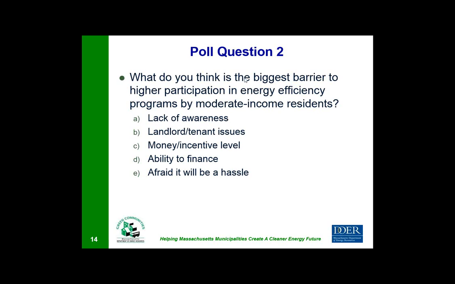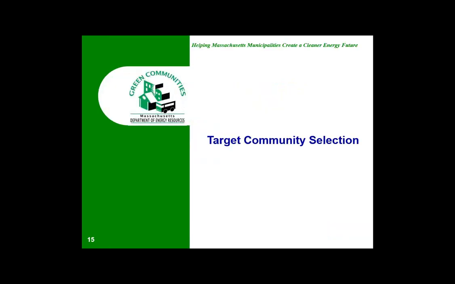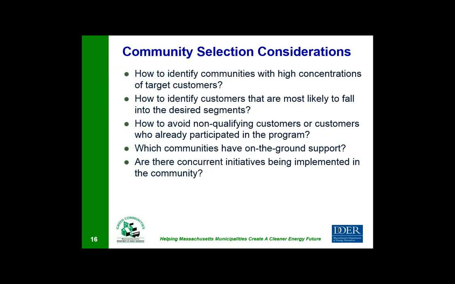Great, thank you. So I think the poll results are pretty consistent with what the PAs were thinking when they went into this initiative, that there's a variety of different types of barriers to these customers. And it was important to design an initiative that could try to overcome those barriers. So next I'm going to talk a little bit about the community selection process that was used to overcome those barriers and select communities that were appropriate for this initiative.